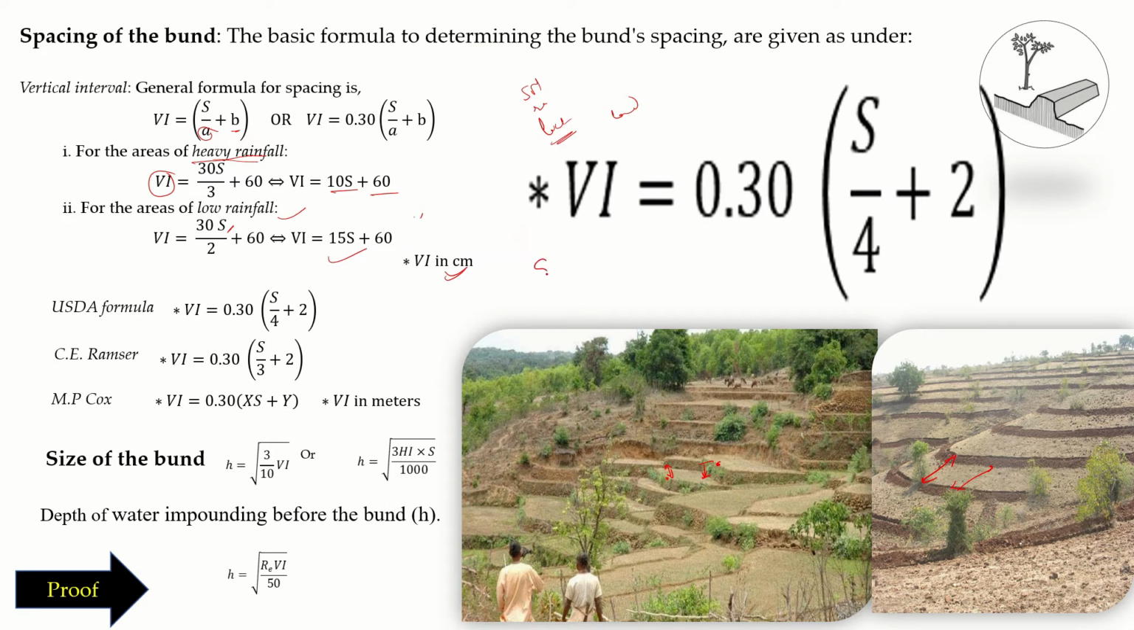Now slope can be calculated using the slope in percentage equals vertical interval by horizontal interval into 100. This is the slope formula, and we can calculate the slope. Similarly, the USDA, United States Department of Agriculture, has also given a formula, and the scientist C. Ramsar has also given a formula, and MP Cox has also given a formula, including the rainfall infiltration characteristics. These all three give the vertical interval in meters.